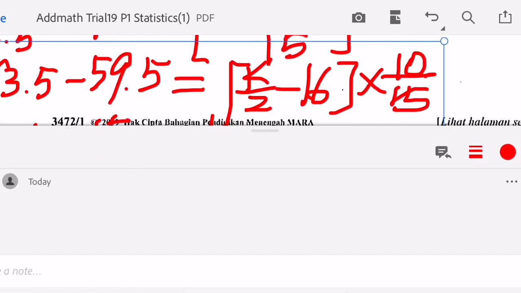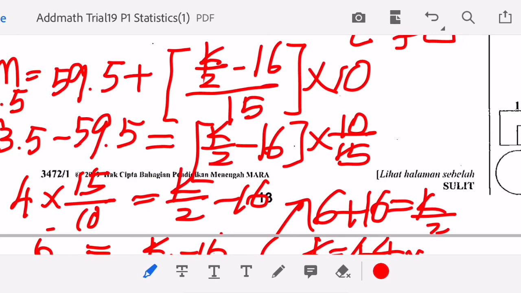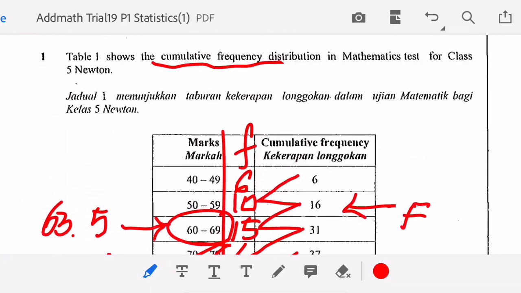This question is very popular in exams, how to find the median from the class interval.